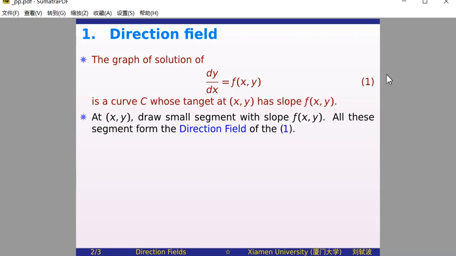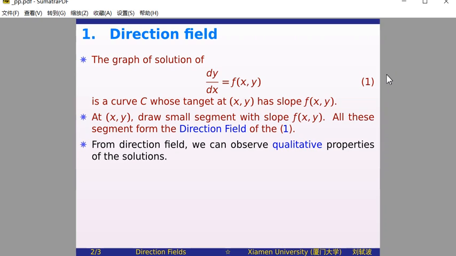And direction fields are very useful. Using the direction field, we can observe some qualitative properties of the solutions. This will enhance our understanding of the solutions and the ordinary differential equation under consideration. But by definition, to draw the direction field, we have to compute the value of f at many points and draw many small segments with those values as slopes. That's a very complicated job.